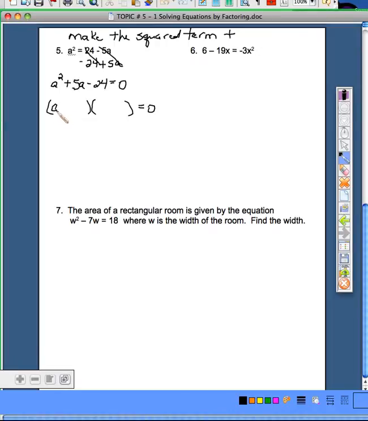So a times a is a squared. And we have a plus and a minus factor because of this second minus sign. 8 plus and minus 3 will multiply to be 24 and add to be positive 5. So setting each factor equal to 0, a would be negative 8, and the other a would be positive 3.